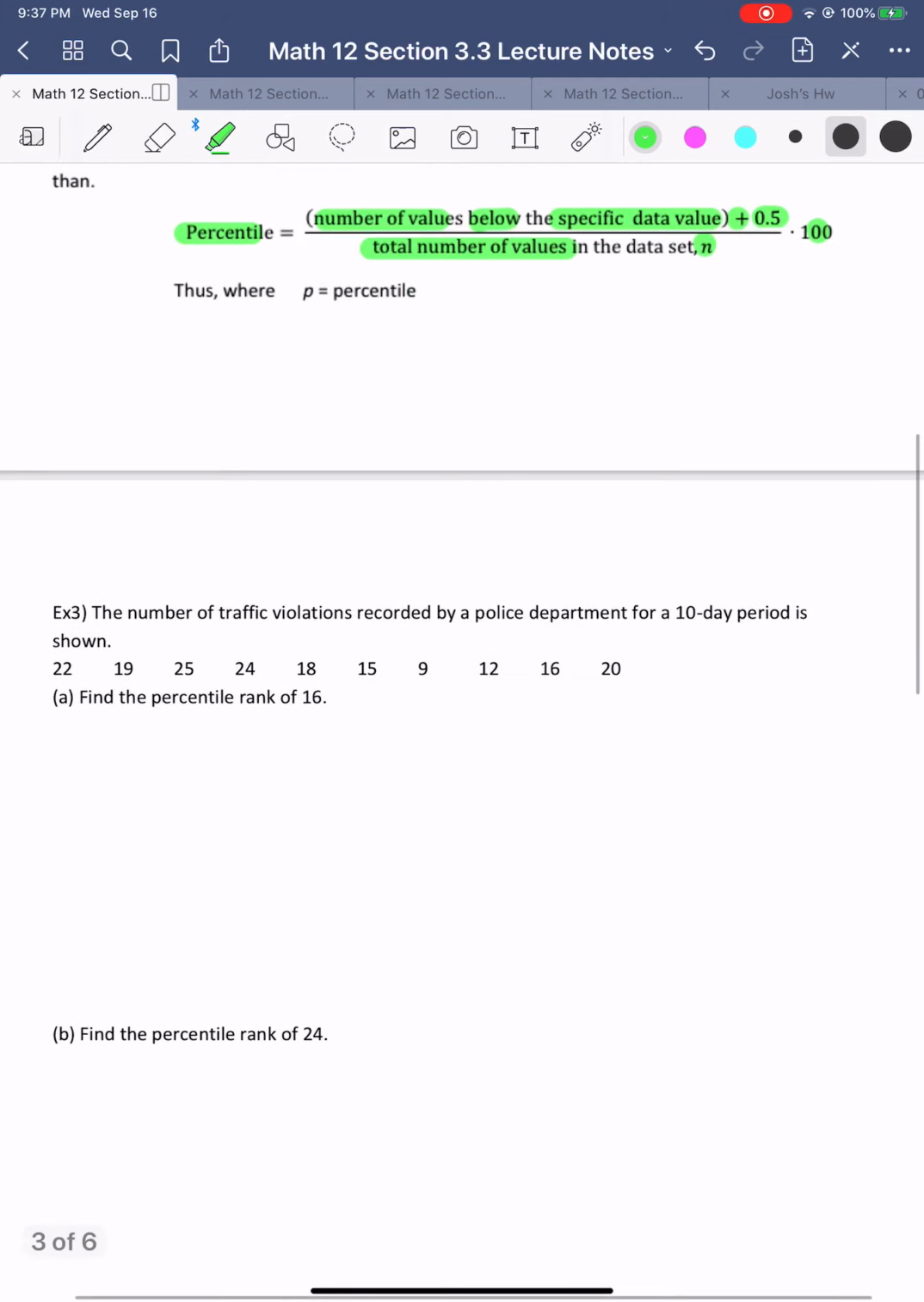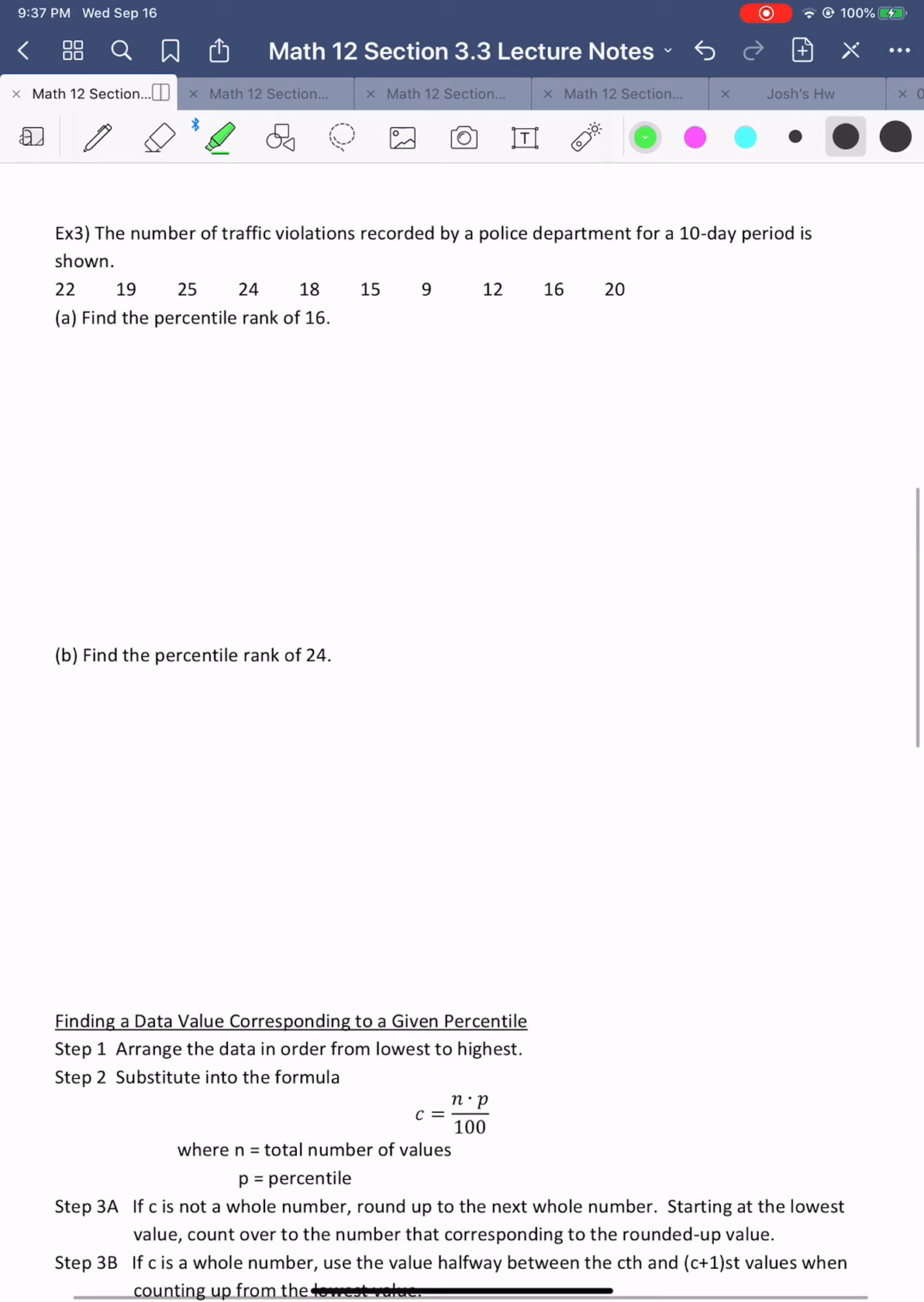Okay, all right, so let's take care of this one. Example 3: the number of traffic violations recorded by a police department for a 10-day period is shown as 22, 19, 25, 24, 18, 15, 9, 12, 16, and 20. So first of all, if you want to find the percentile, we have to write the data from the smallest to the largest. So the order starts from the 9.